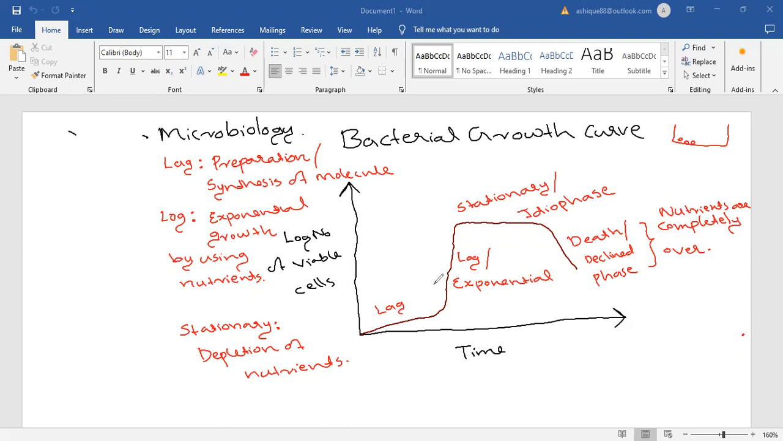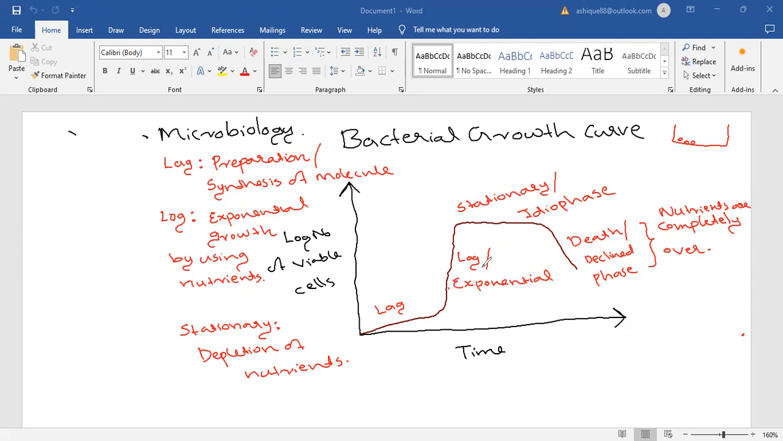These are the main four stages of bacterial growth: lag phase, log phase or exponential phase, and also death phase. During lag phase, the bacteria will synthesize the nutrients which are required for the division of cells. During the log or exponential phase, the bacteria will multiply faster.